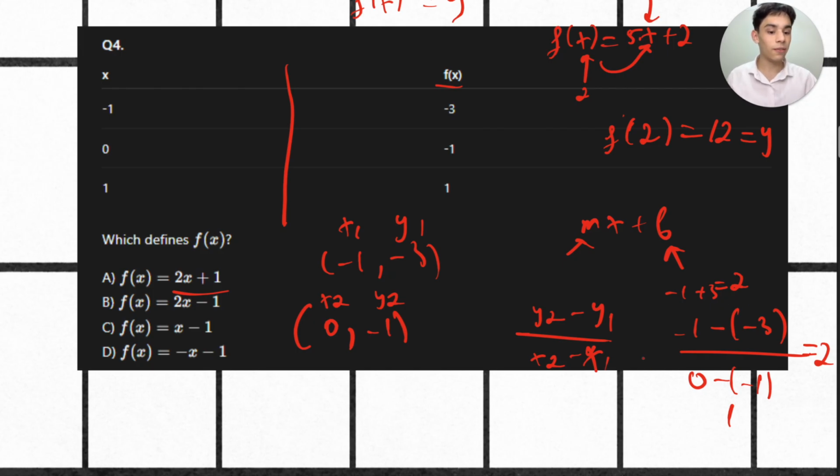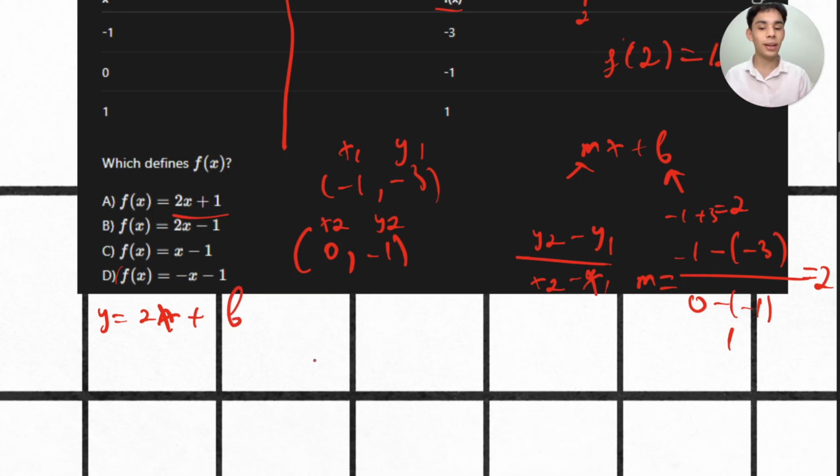This is the value of our slope, or the value of m. Currently, we have y equals 2x plus b. And how can I find the value of b? Simple. I just have to plug in the coordinates.